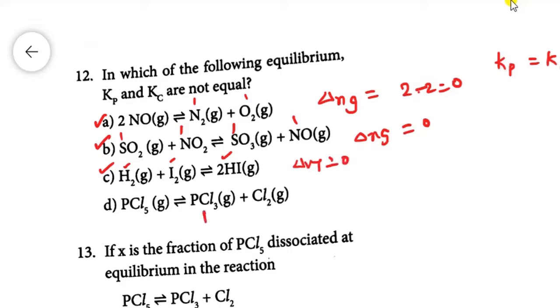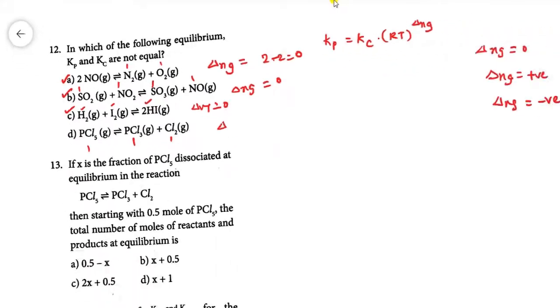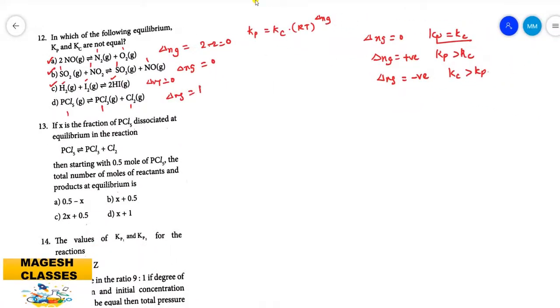Here 1, 1, 1. So del Ng is equal to 1. By substituting this value in the expression, Kp is equal to Kc into RT power 1. So it is positive, and so Kp is greater than Kc. It is not equal. So your answer is D.